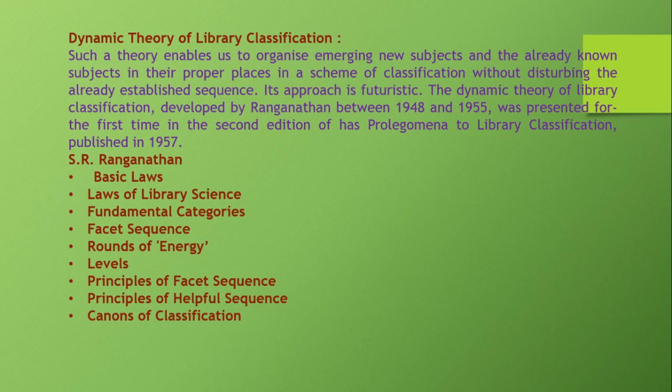Canons for notational plan. These have been further grouped into Basic Canons, number 12, Mnemonics, number 5, Growing Universe, number 4, and Book Classification, number 3.